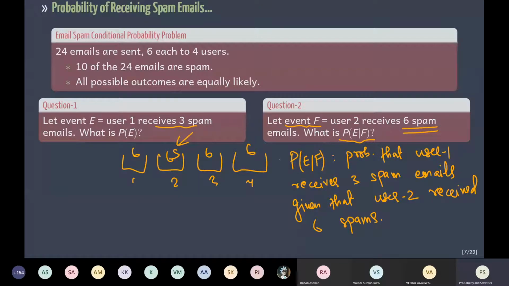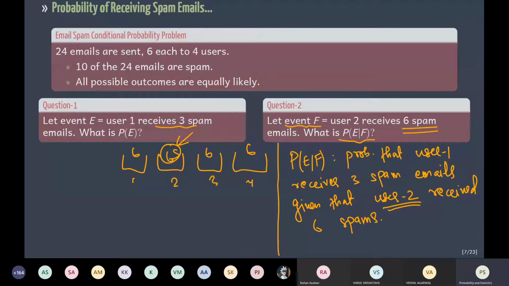Now think about how your count will change, because you are already given that user 2 has received 6 emails. So how will your count change? Earlier you did the counting. It's still a matter of counting, but you have to modify it. So we can go with our usual counting based approach.